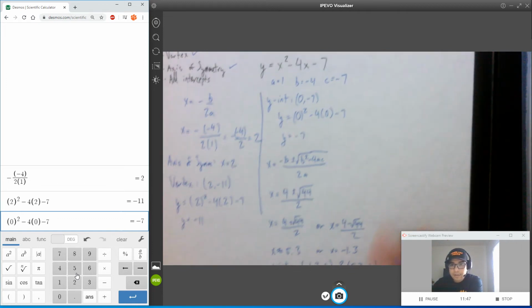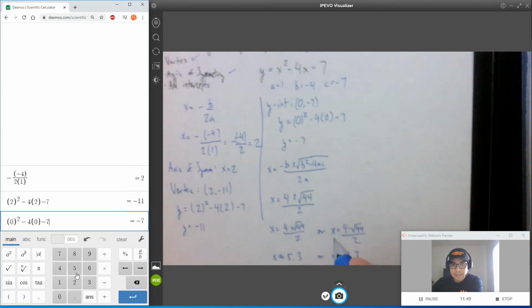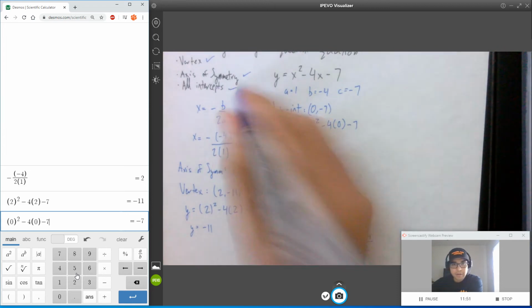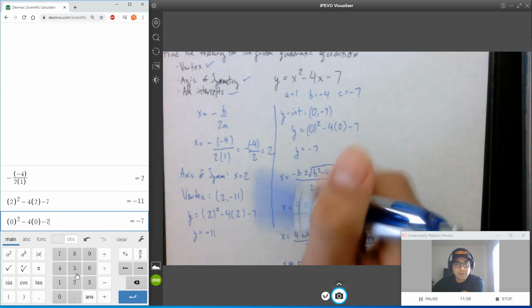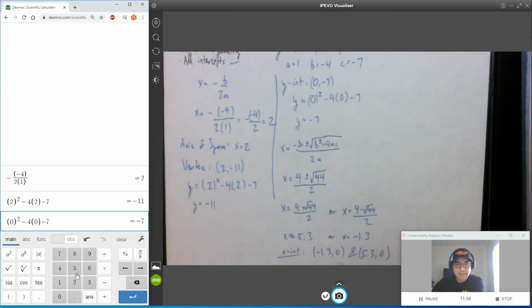Okay, so these are my x-intercepts. So we have all of the three, right? We have our vertex, our axis of symmetry, and our x-intercepts right over here.